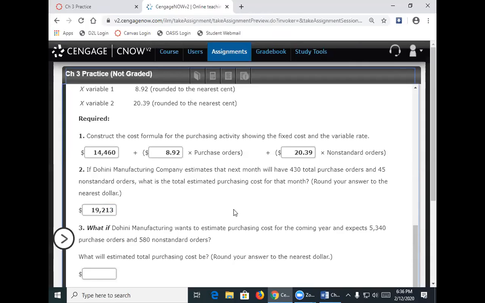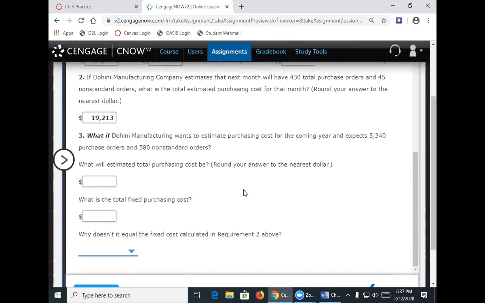So on number 3, again, we're doing the same fun stuff, right? We're just extending it out for a year. So it's the same fun stuff. Now we have to take the fixed cost times 12. And then they told us purchasing orders are 5,340. So $8.92 times 5,340 plus 580 non-standard. So $20.39 times 580 non-standard orders.